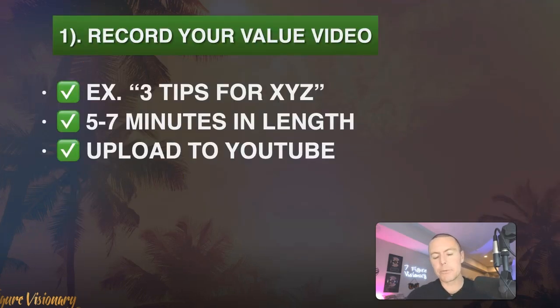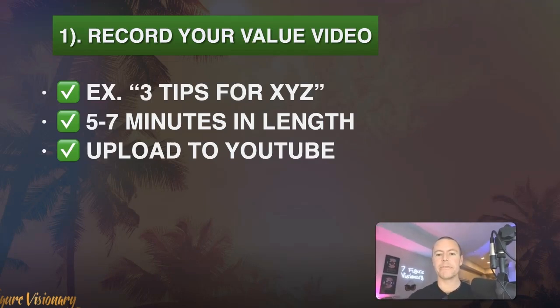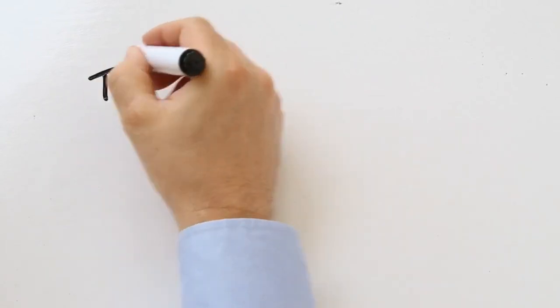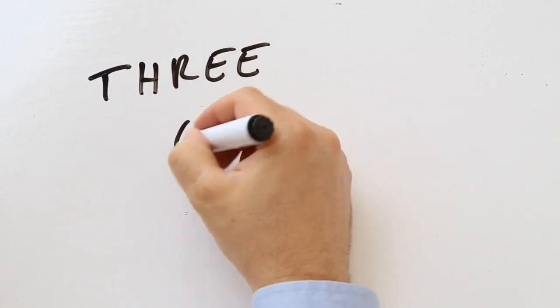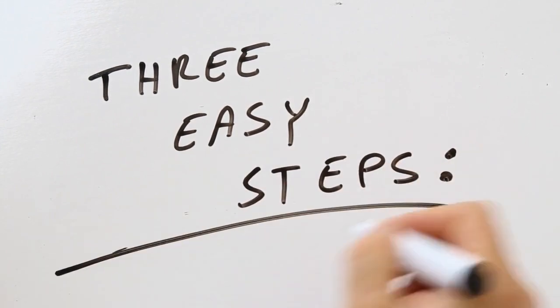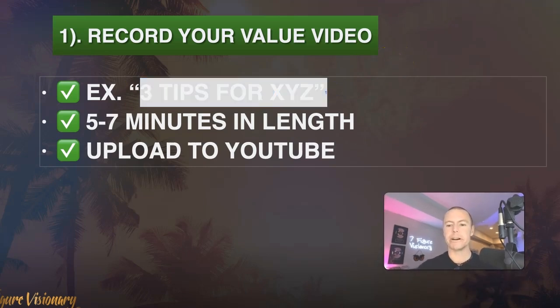So step 1, record your value video. To make this super simple, if this is the first time you are going to do something of the sort, think in terms of 3 tips for XYZ: 3 weight loss tips, 3 ways to lower your anxiety, 3 ways to generate more leads, 3 ways to grow your business, 3 ways to be more confident. You decide what this is. That's a very easy formula that will direct you into creating a valuable piece of content.